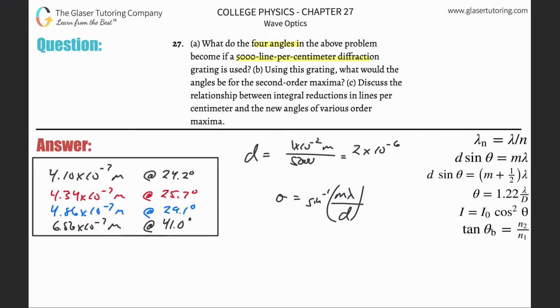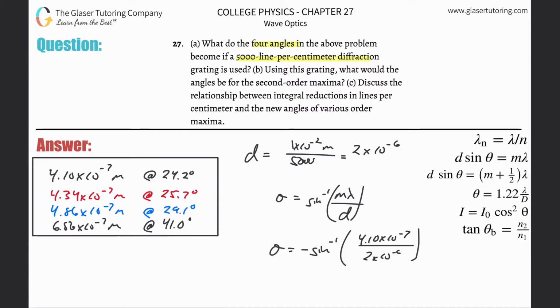Here's the thing. When we plug in our values, this is going to be inverse sine. The m is the first order max that comes from the last problem. Now I'm going to plug in the wavelengths that I found. So this is 4.10 times 10 to the minus 7th, all divided by the d, which is 2 times 10 to the minus 6.